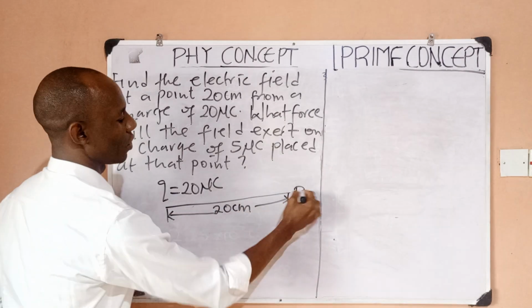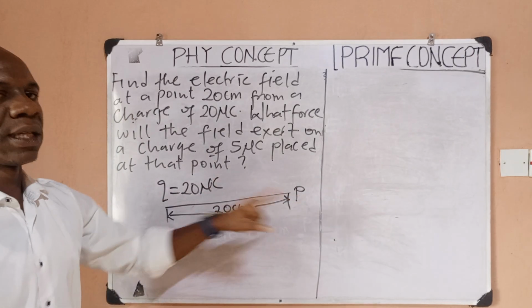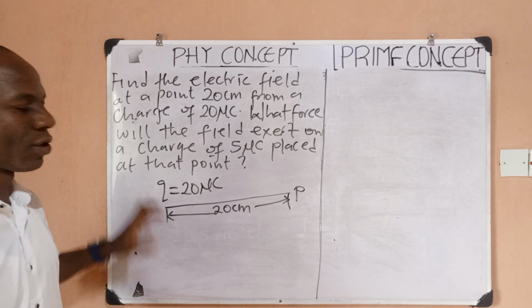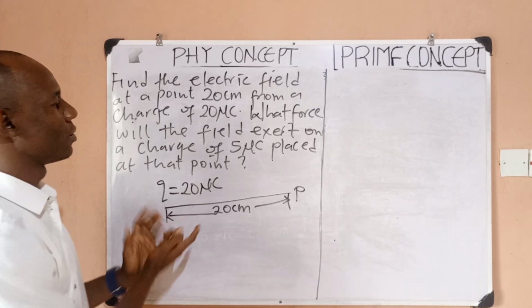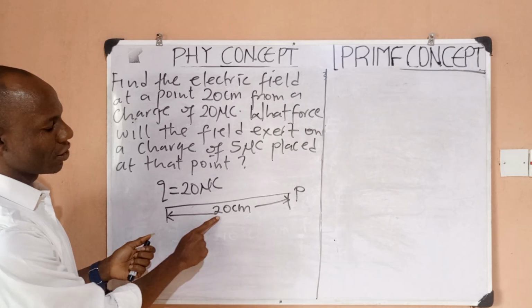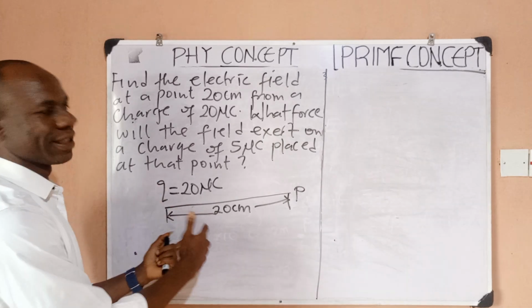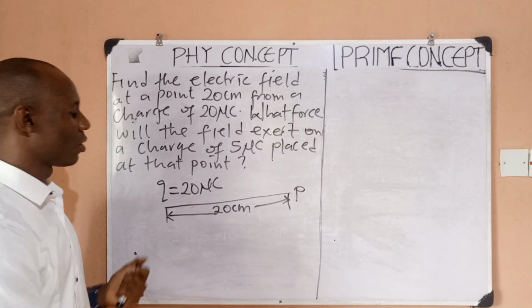So let me call this point P. We're looking for the electric field at this point that will be exerted by this charge. So this charge is our source, right? That's creating the field. Now, next thing you want to observe with this problem is that your distance is given in centimeters. So be sensitive to observe the units of your quantities.